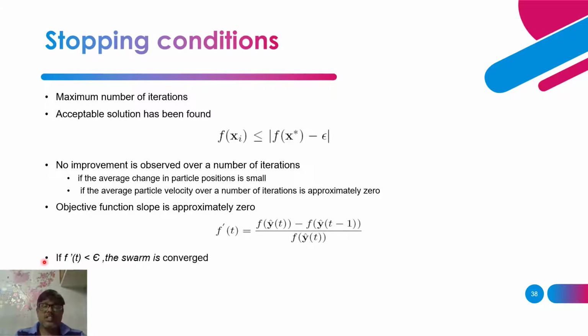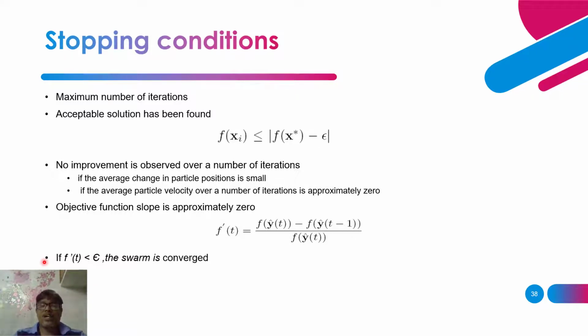Otherwise, if the average particle velocity over a number of iterations is approximately 0, that means there is no movement and it is stationary. In that case, even though the iteration increases, there won't be any improvement. That is the reason it might not be giving any improvement further. Objective function slope is approximately 0 because it's not moving.